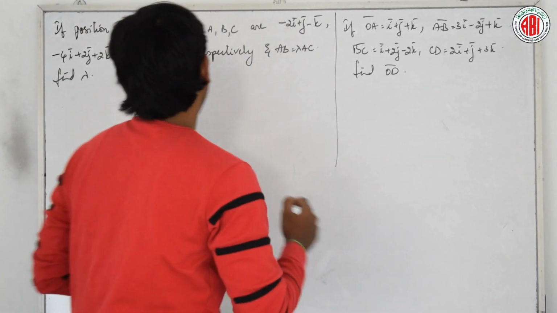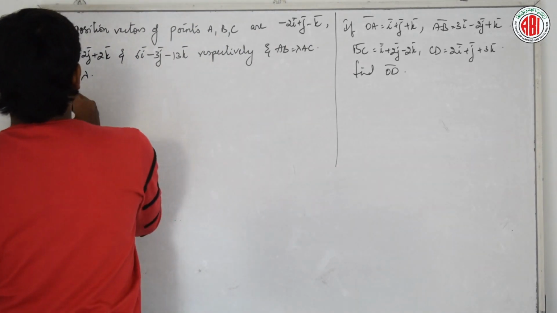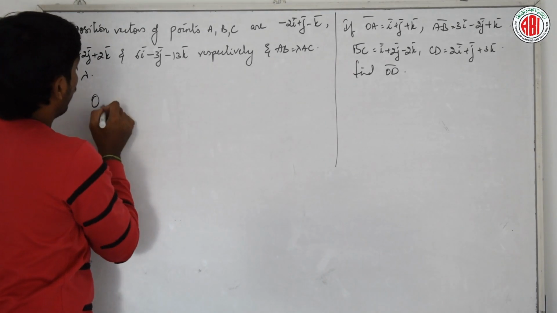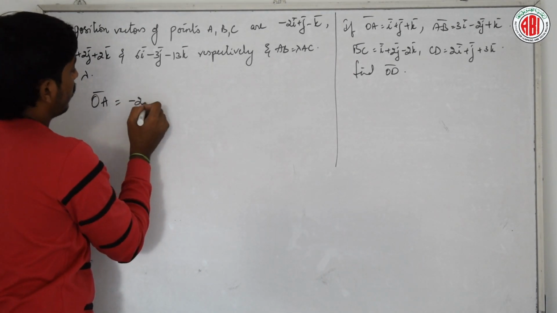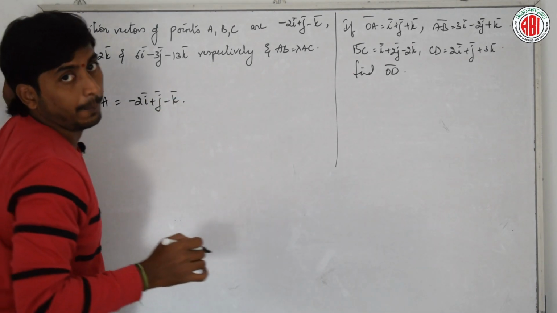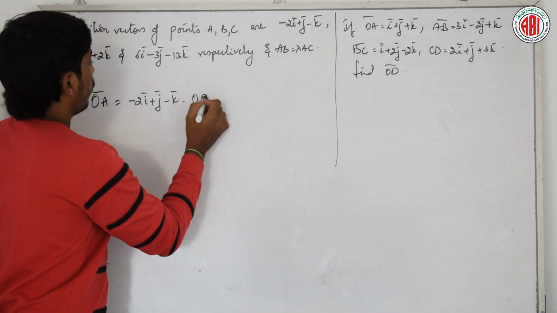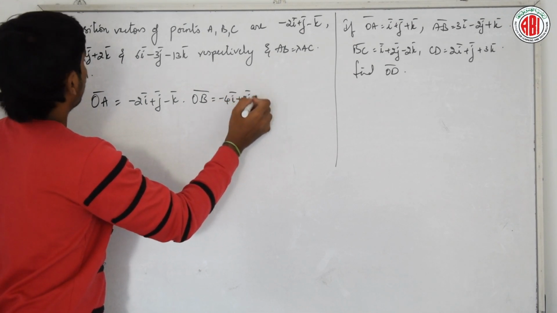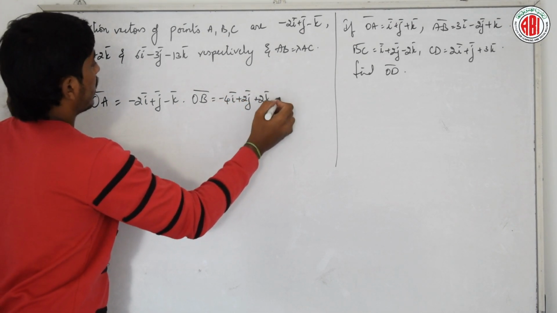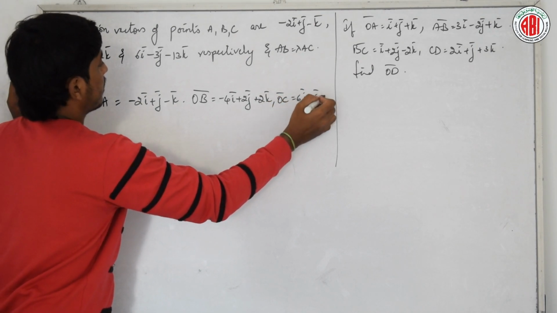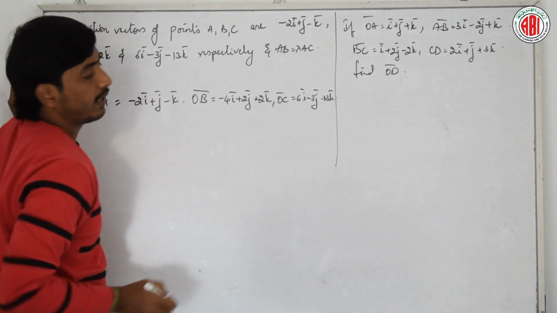Okay, now see here, how do we get AB? The position vector of A, that is OA, is equal to minus 2i plus j minus k. The next, OB is minus 4i plus 2j plus 2k, and the next, OC is 6i minus 3j minus 13k.